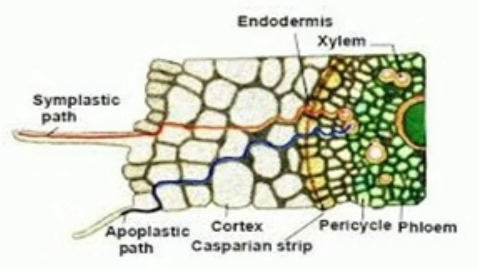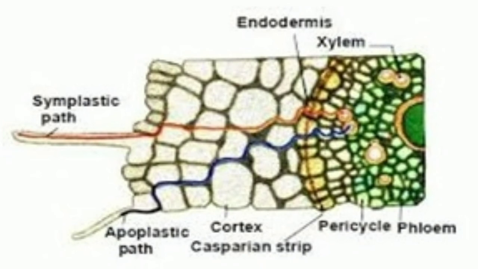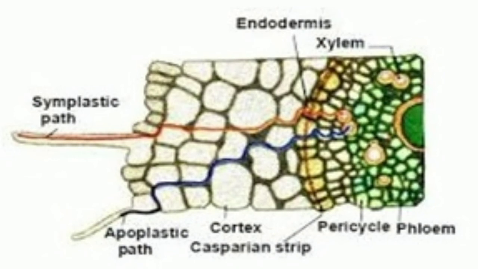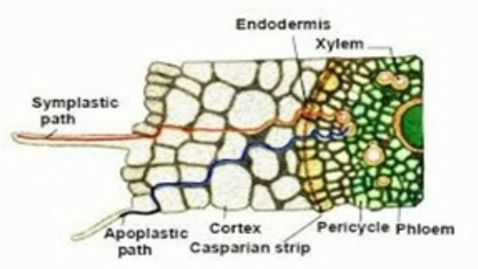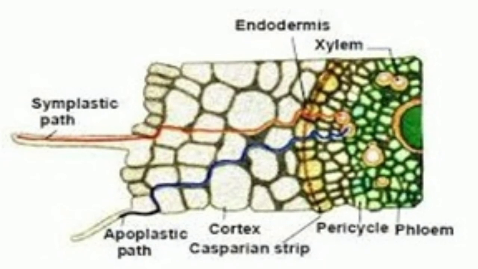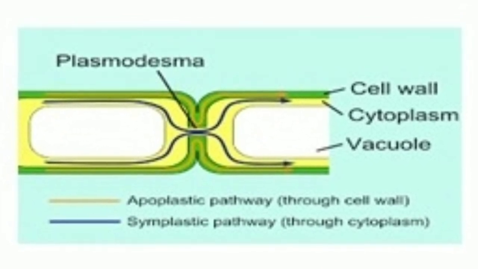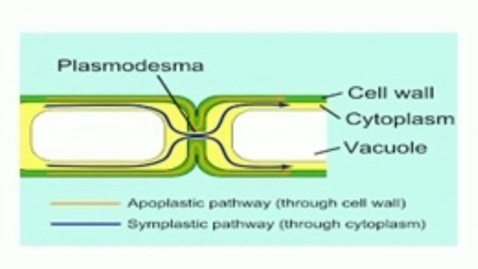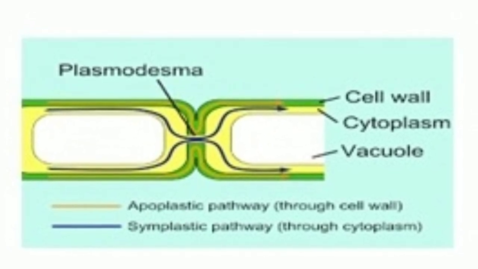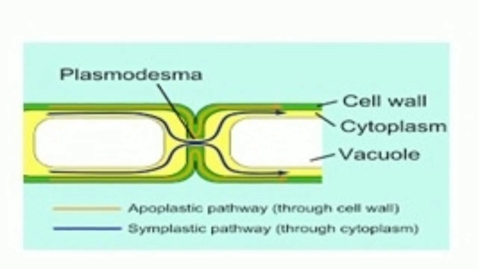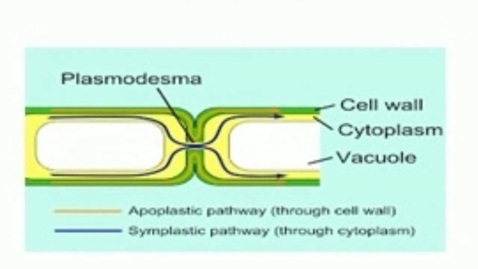In the symplastic pathway, the water travels through the cells and their cytoplasm through the connections called plasmodesmata. So in the symplastic pathway, the water enters through the cells, whereas in the apoplastic pathway, the water enters through the intercellular spaces. The difference is that in the apoplastic pathway, the water passes through the cell wall, whereas in the symplastic pathway, it is through the cytoplasm.